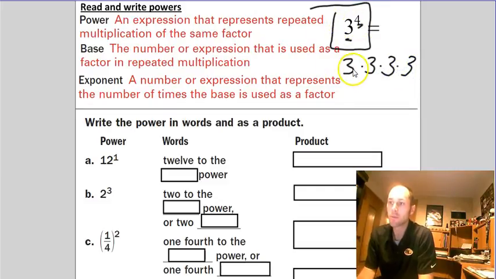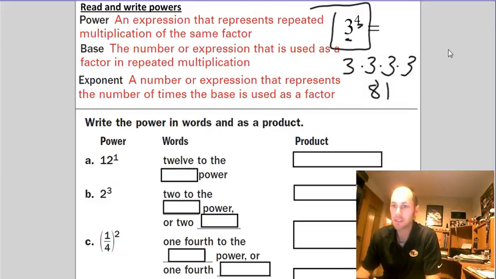So 3 to the 4th power is a simpler way to write 3 times 3 times 3 times 3. And if we wanted to simplify that down, 3 times 3 is 9, times another 3 is 27, times another 3 would be 81. Okay, so let's take a look at some of those examples down below. Feel free to copy some of those down.